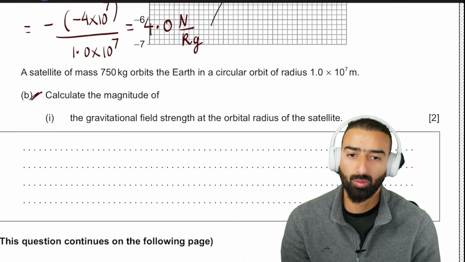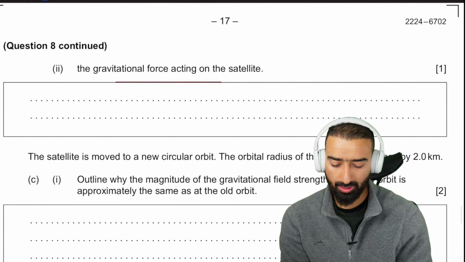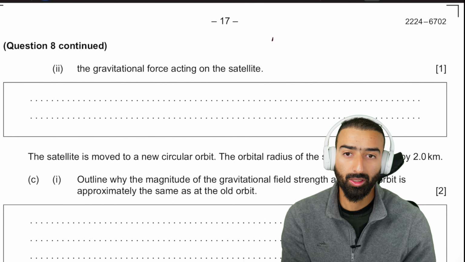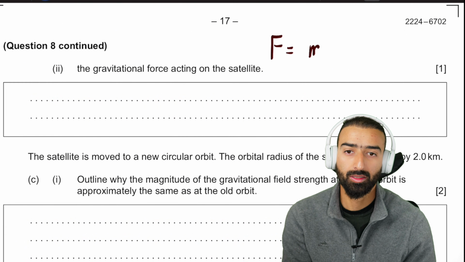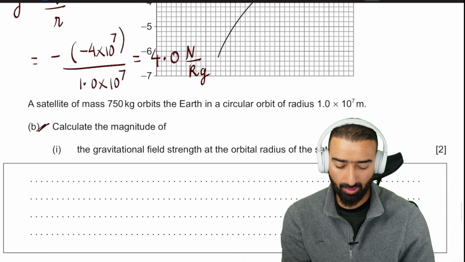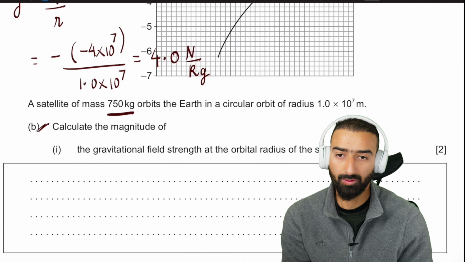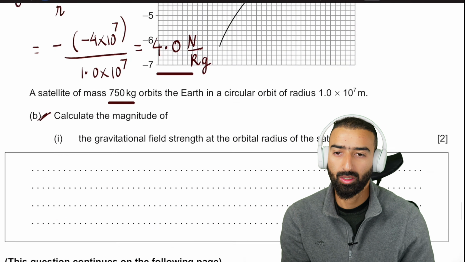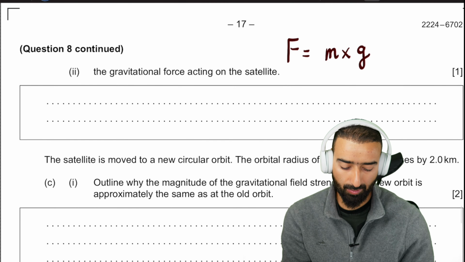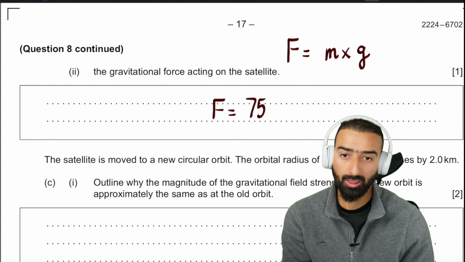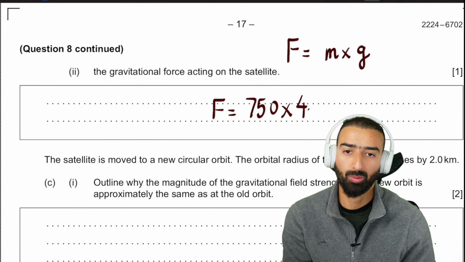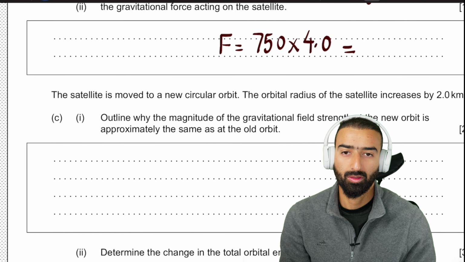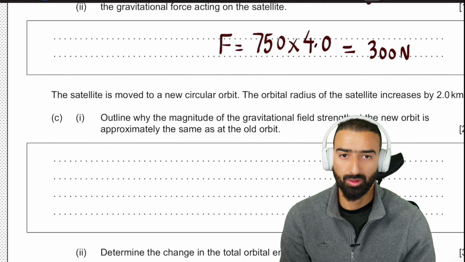Let's move on to the next one. The next part of the question asks us to find the gravitational force acting on the satellite. We know the equation of force is mass times the gravitational field strength. The mass of the satellite is 750 kilograms and the field strength is 4.0. So if you plug those values in, we get force equals 750 kilograms times 4.0 newtons per kilogram. This gives us a value of 3000 newtons.